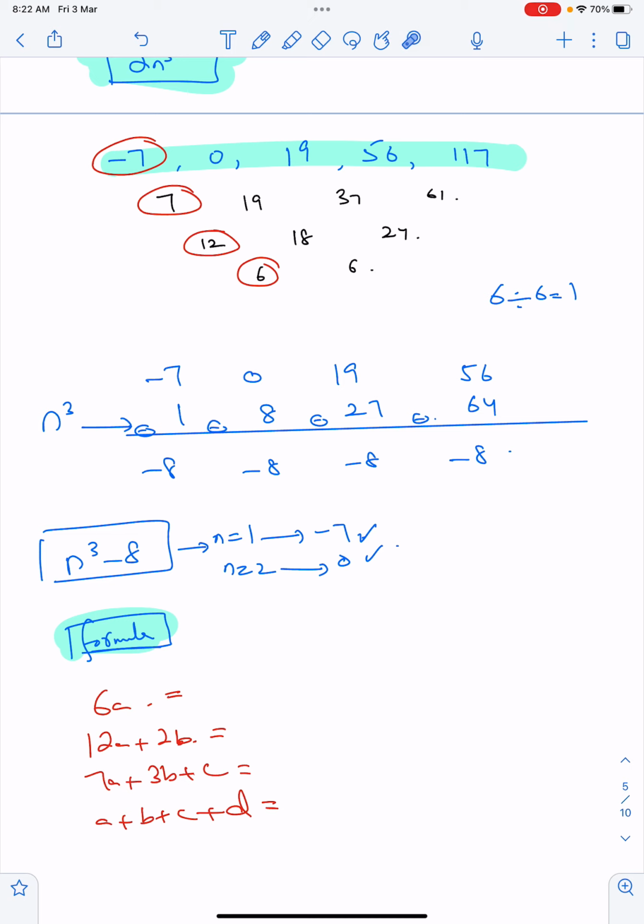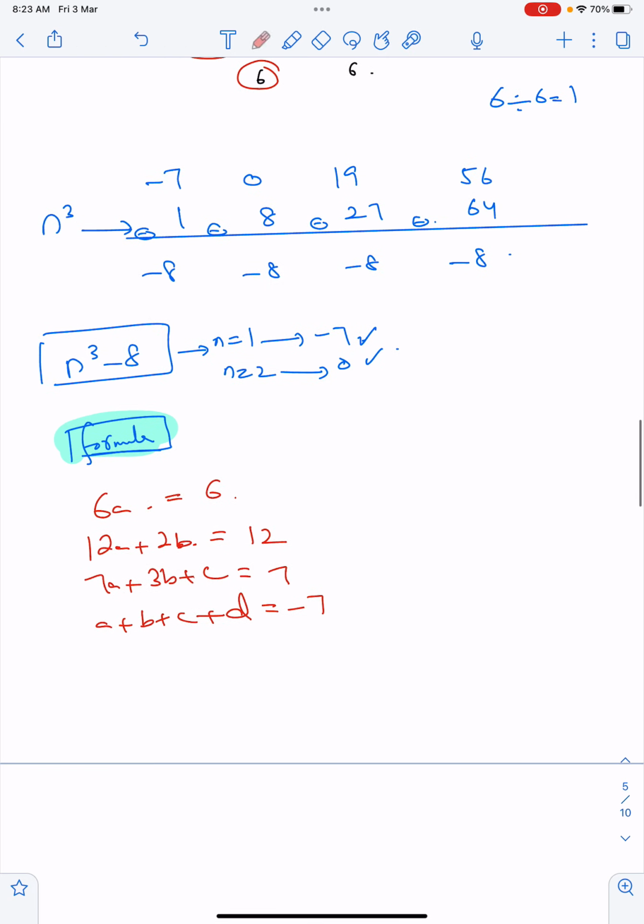So a plus b plus c plus d is the first term, so it's going to be minus 7 here. 6a, you will have to write 7 here, you will have to write 12 here, and you have to write 6 here. So 6a, as we learned, was the third difference which was common, so equals 6. 12a plus 2b equals 12, and 7a plus 3b plus c equals 7. So we wrote it in this order: 6, 12, 7 and minus 7.